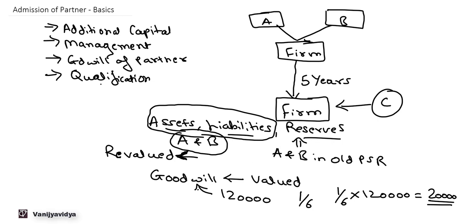So this 20,000 needs to be shared by A and B in their sacrifice ratio. Sacrifice ratio is their old profit sharing ratio minus new profit sharing ratio. If it is positive, then A and B have sacrificed to C. So that 20,000 needs to be shared by A and B in their sacrificing ratio. Now let us see what steps are required to be taken before admission of a new partner. We have already seen the example. Now let us summarize the steps. Now step 1.